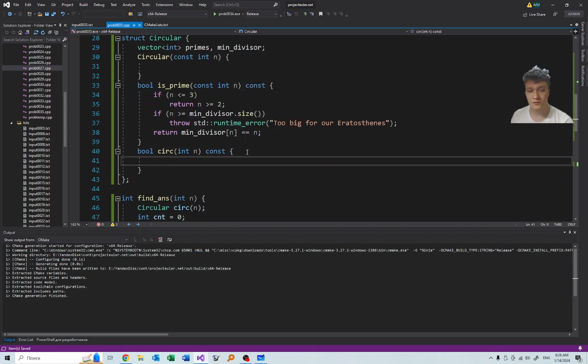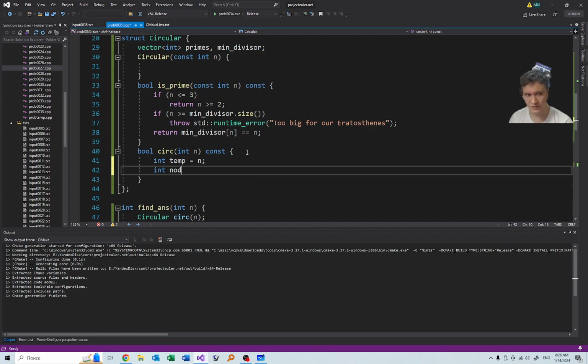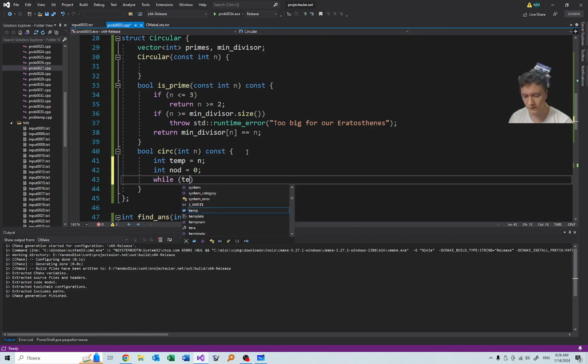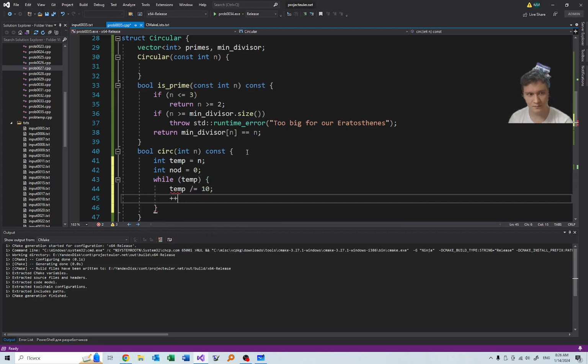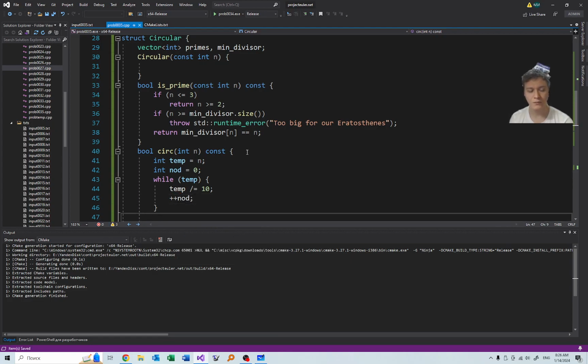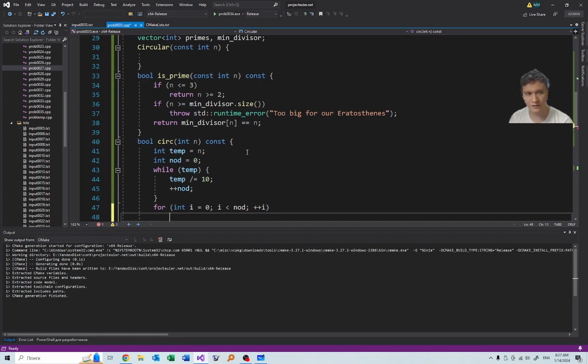How do we check that the number is circular? First of all, we need to find all its digits. Instead of finding all its digits, we will find the number of the digits. Number of digits, which is 0. While temp is divided by 10, plus plus number of digits. Okay, now we know the number of digits. Then we need to check that all the circular numbers are prime. So for int i equals 0, i less than number of digits, plus plus i.